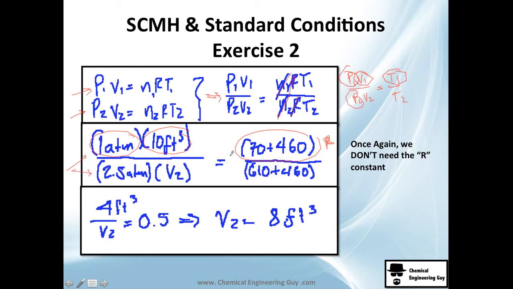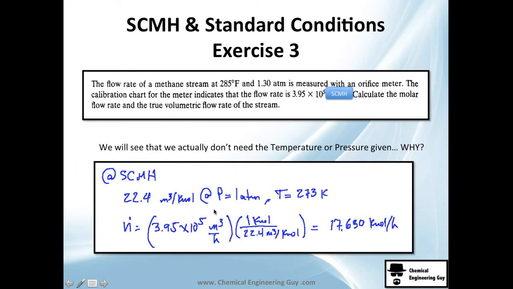Now, P2 is 2.5 atmospheres, and volume 2 we don't know, so we're going to look for it. So pay attention to this variable. And now temperature 2, which is the final temperature, 610 plus 460, is here. So actually you just need to do the math, and you will get that 4 over V2 equals 1/2. And just solve for V2 and you will find it's 8 cubic feet.